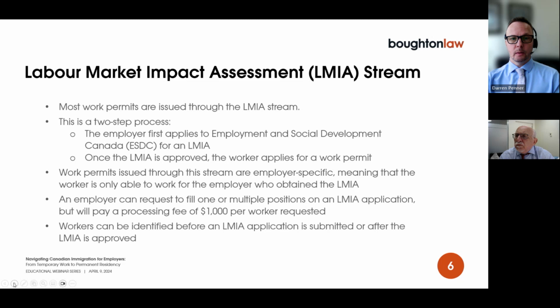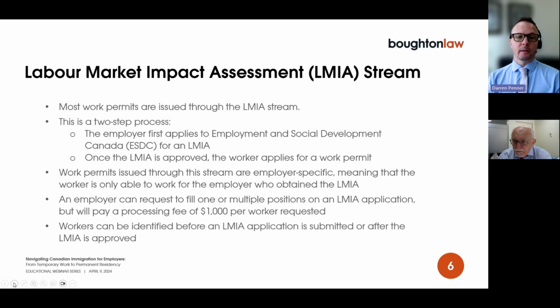So, labor market impact assessments. LMIA for short, because labor market impact assessment is too many words to say a lot. So when we're talking about LMIAs, most work permits are issued through the LMIA stream. Basically, it's a two-step process. In the first step, the employer has to go to Service Canada or Employment and Social Development Canada and ask for permission to bring a foreign worker into the market.